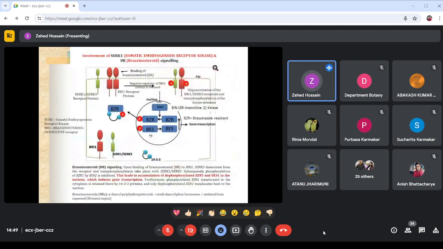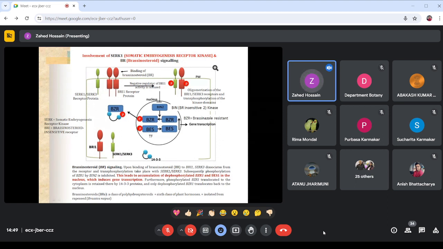This photograph I have already shown. Now I'm showing the molecular basis of somatic embryogenesis. I'm not going into details. Only some genes are basically responsible. One is known as somatic embryogenesis receptor kinase, and another is the brassinosteroid signaling pathway, which are involved and induce somatic embryo development.